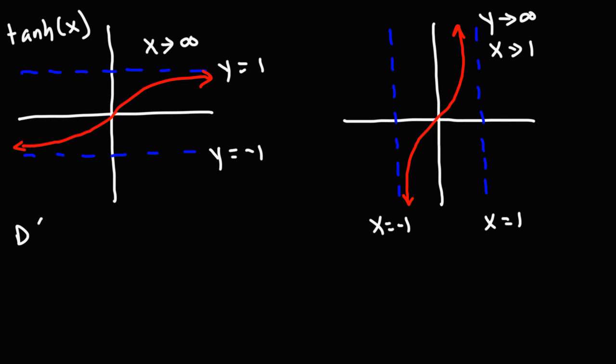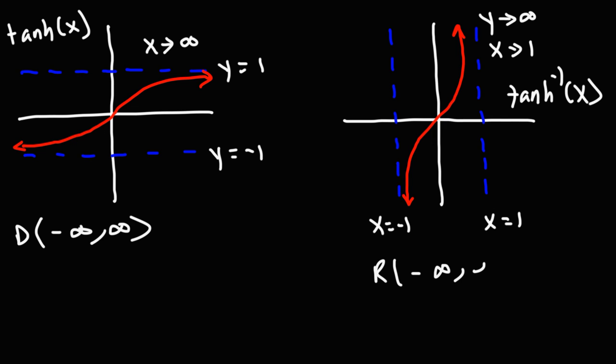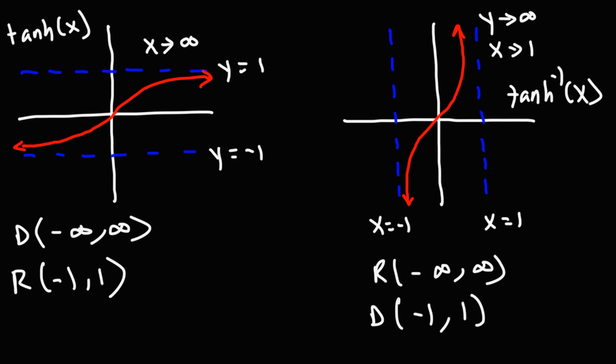Now the domain for hyperbolic tangent is all real numbers, so the range for hyperbolic inverse tangent is going to be all real numbers. The range for regular hyperbolic tangent, we can see, is bounded between the two horizontal asymptotes. The domain for inverse hyperbolic tangent will be bounded between the two vertical asymptotes, and that's going to be -1 to 1.